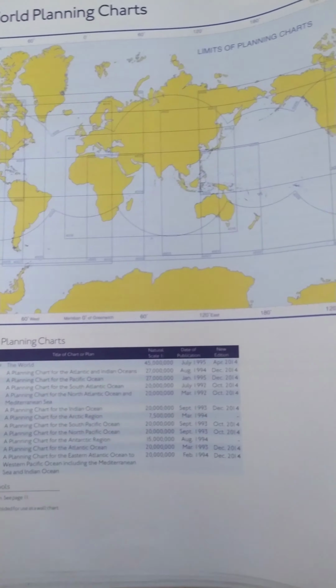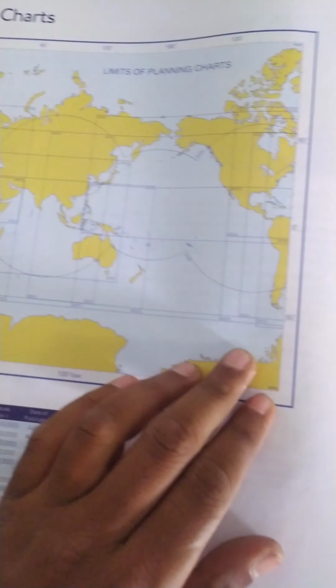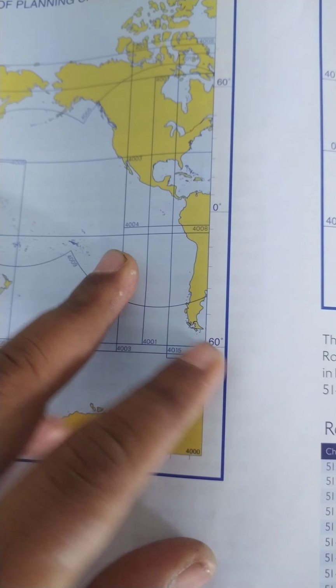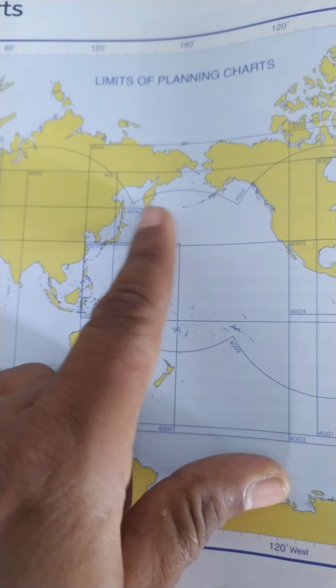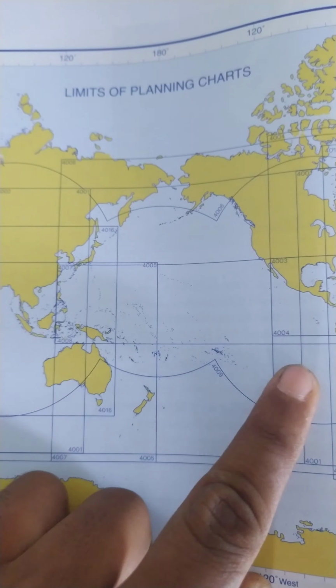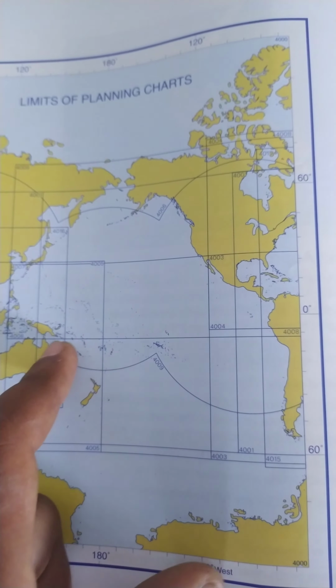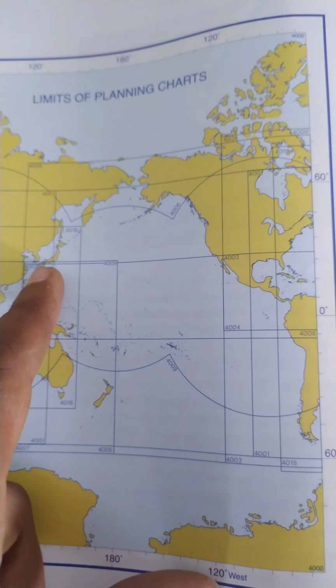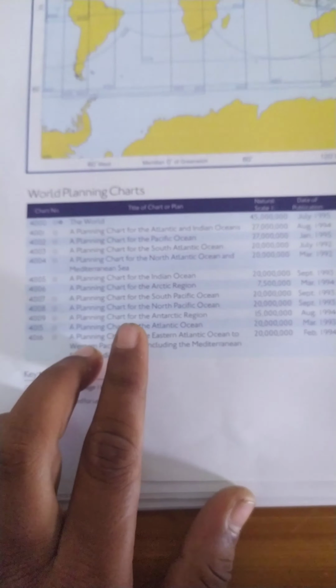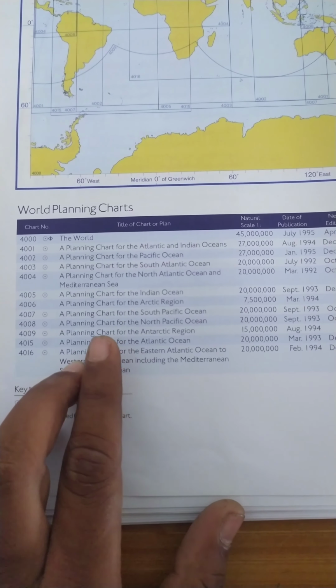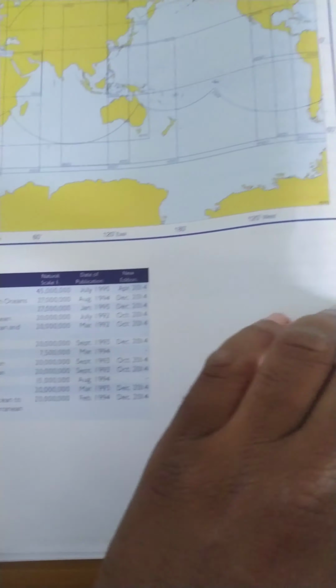You can always get the chart number. So if you are going from Japan to US, the chart will be 4008. These are the list. Then comes the routing charts.